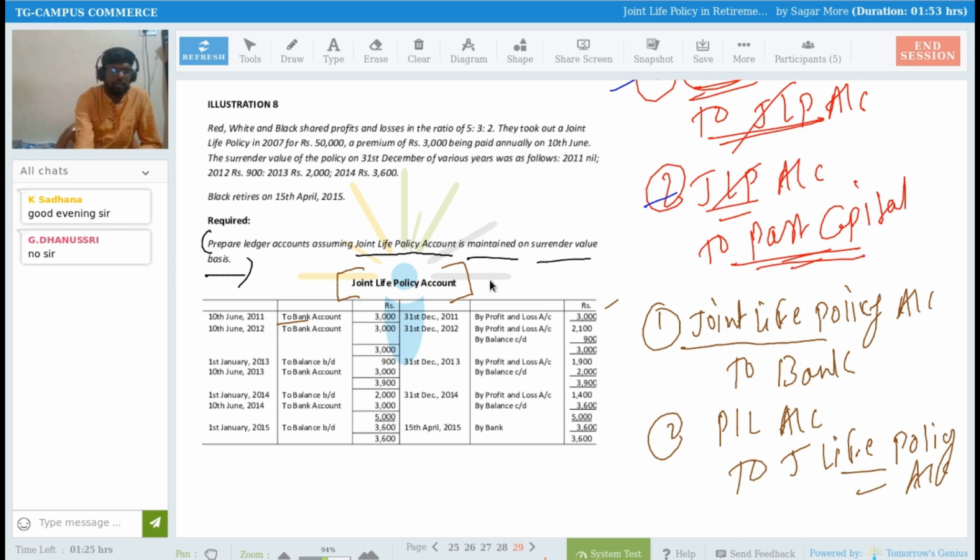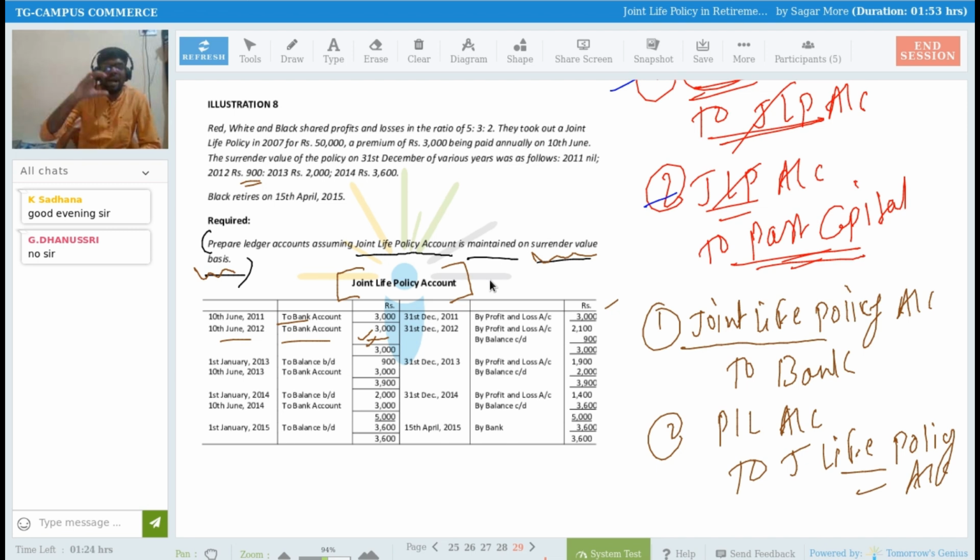See here, in 2012, again you have paid 3,000 rupees to bank account. Yes, you have paid. Now the amount that you need to transfer towards profit and loss account is not the 3,000 rupees of premium amount, but sir, you have to transfer the surrender value, right? You have to transfer the surrender value because it is written in the question: maintain on surrender value basis, right? So what is the surrender value in 2012? It is 900 rupees. Right? So 900 rupees is the surrender value.